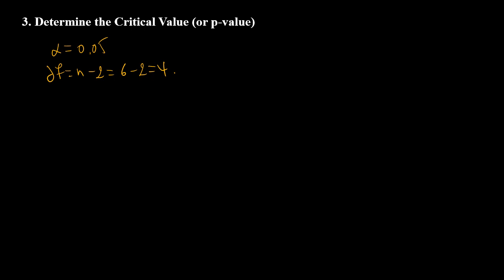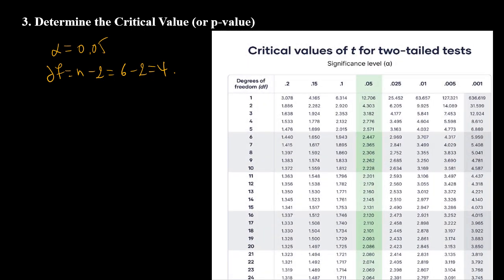We can find the test statistic t by using this table. Here the degree of freedom is 4 and the significance level is 0.05. So here we can find that the t of the table is equal to 2.776.